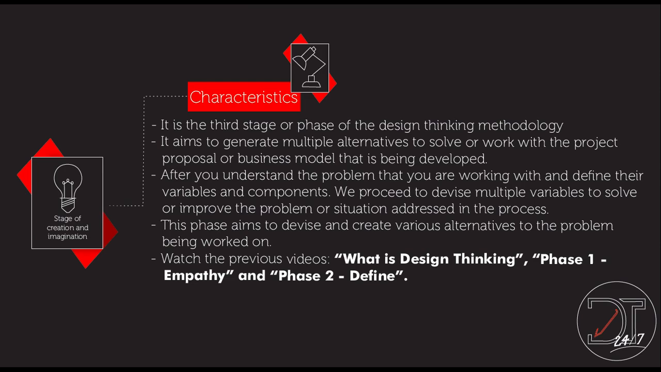It aims to generate multiple alternatives to solve or work with the project proposal or business model that is being developed. After you understand the problem that you are working with and define the variables and components, we proceed to devise multiple variables to solve or improve the problem or situation addressed in the process. This phase aims to devise and create various alternatives to the problem that is being worked on.